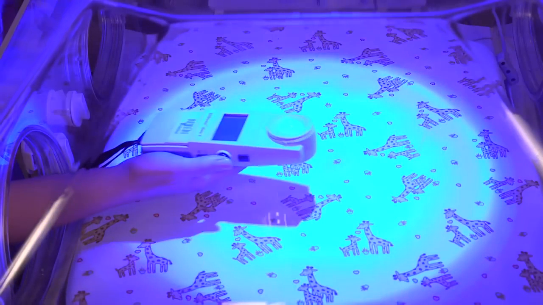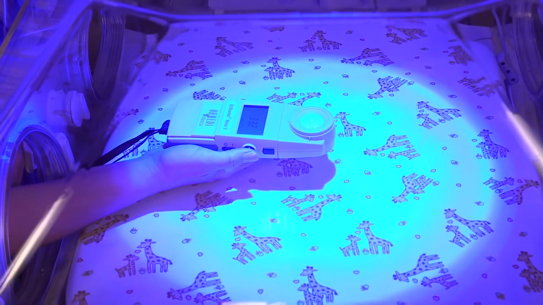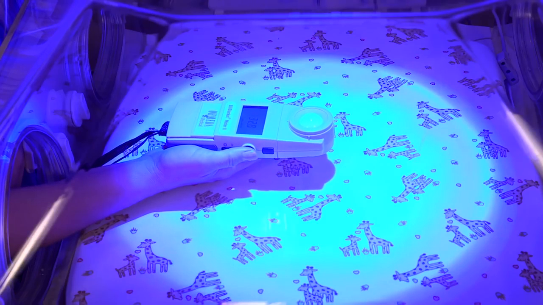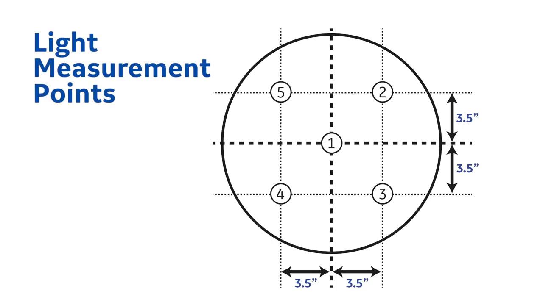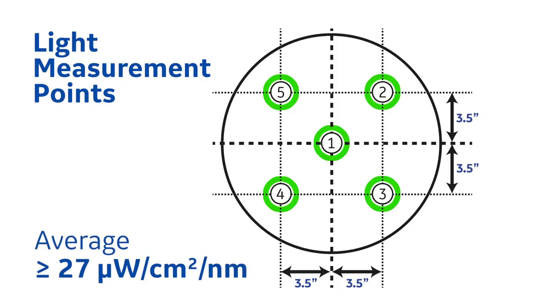Using a calibrated BiliBlanket Light Meter 2, measure the light at the 5 light measurement points and calculate their average. The way to remember it is, take a reading at the center of the circle. Now imagine that circle is divided into 4 quarters. Measure the center of each quarter. Confirm that the average is at least 27 microwatts per centimeter squared per nanometer.